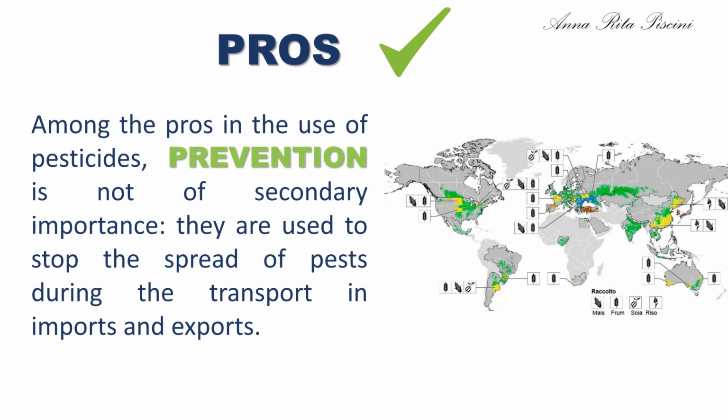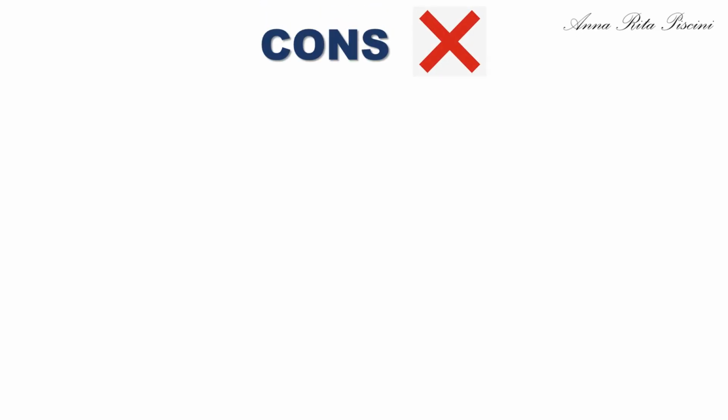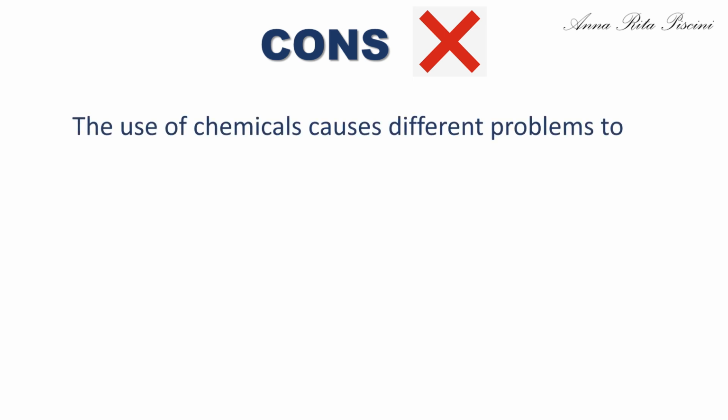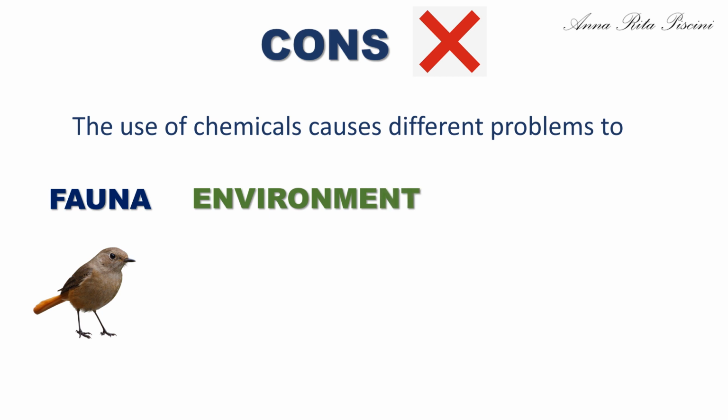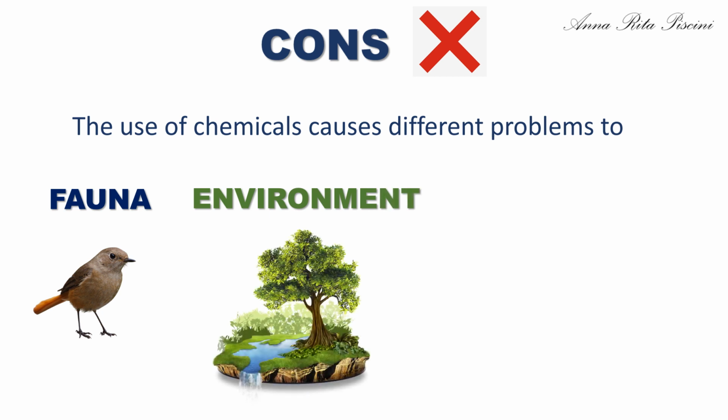Among the pros in the use of pesticides, prevention is not of secondary importance. They are used to stop the spread of pests during the transport in imports and exports. What are the contraries in the use of chemical compounds? The use of chemicals causes different problems to fauna, environment, and human health.